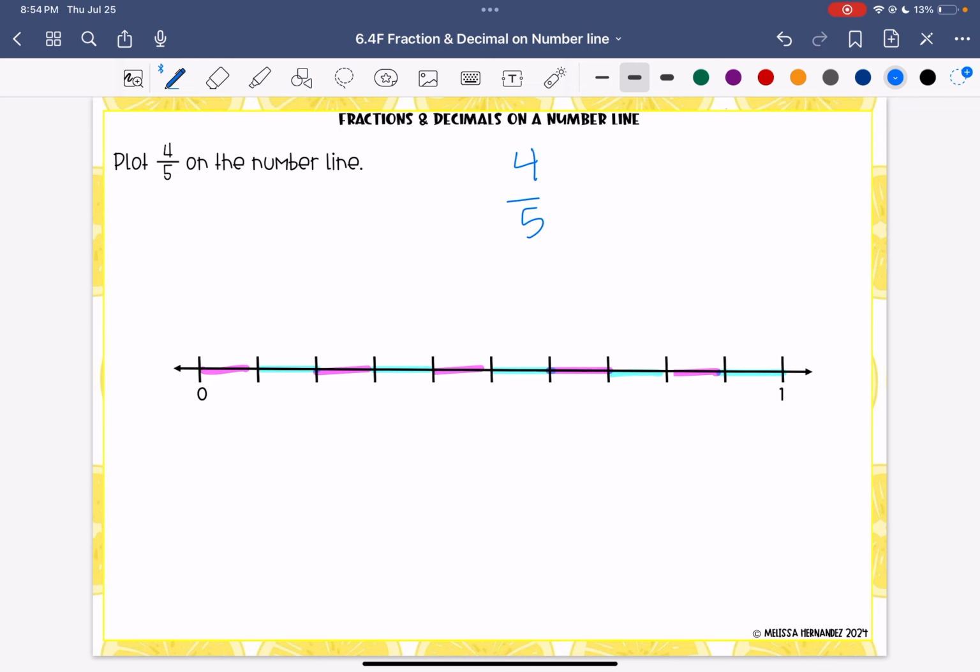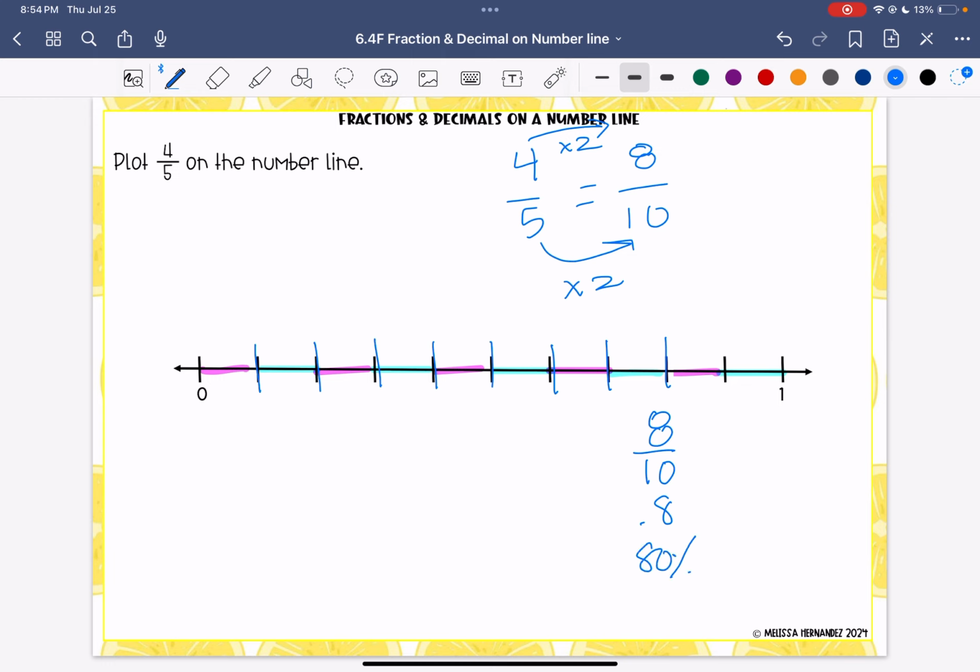So I need an equivalent fraction. So if 5 becomes 10, 4 will become 8. So I need to look for the 8th part. 1, 2, 3, 4, 5, 6, 7, 8, 8/10, or 8/10 as a decimal point 8, and it can even be 80%.